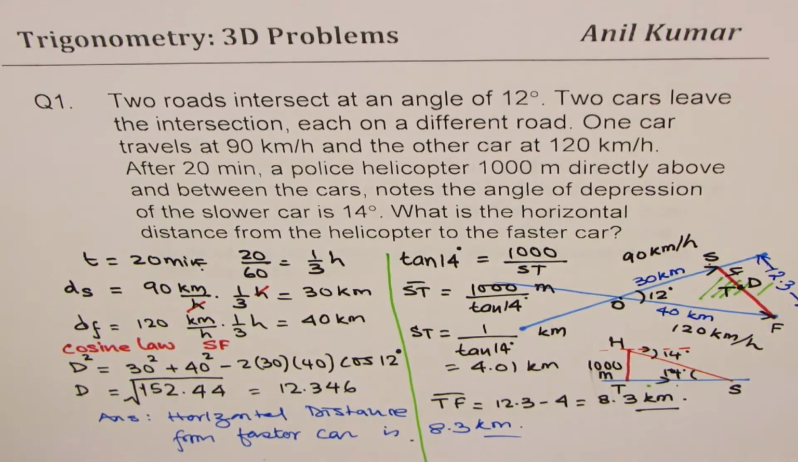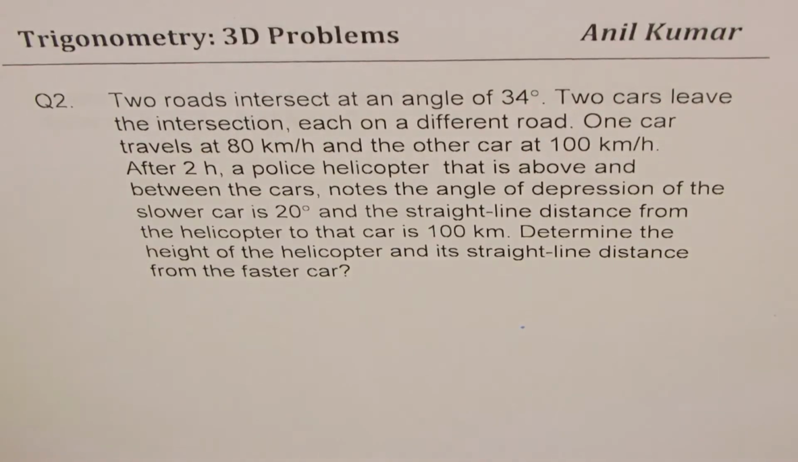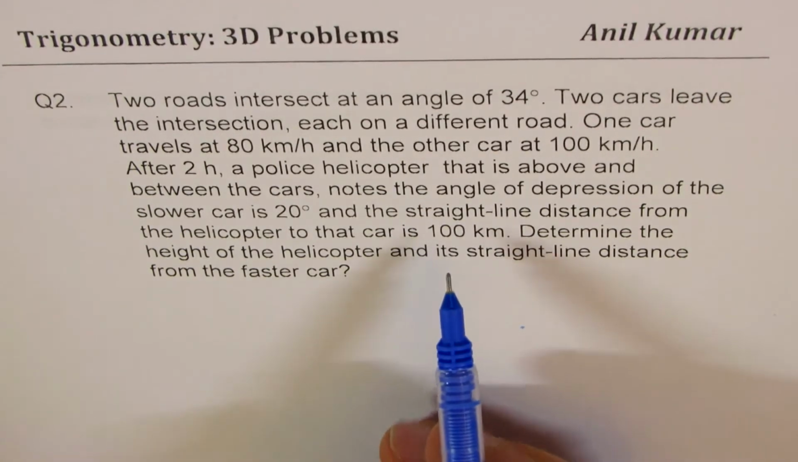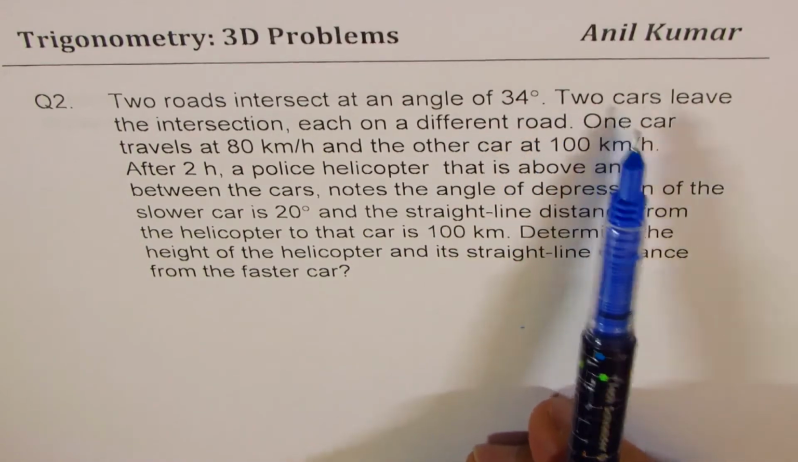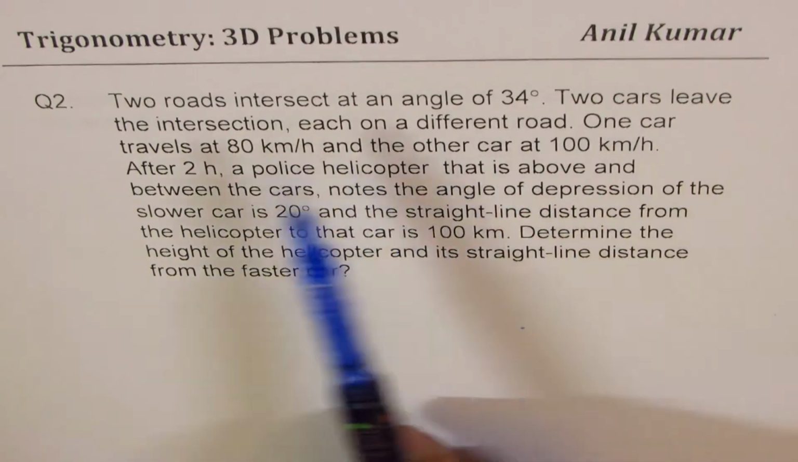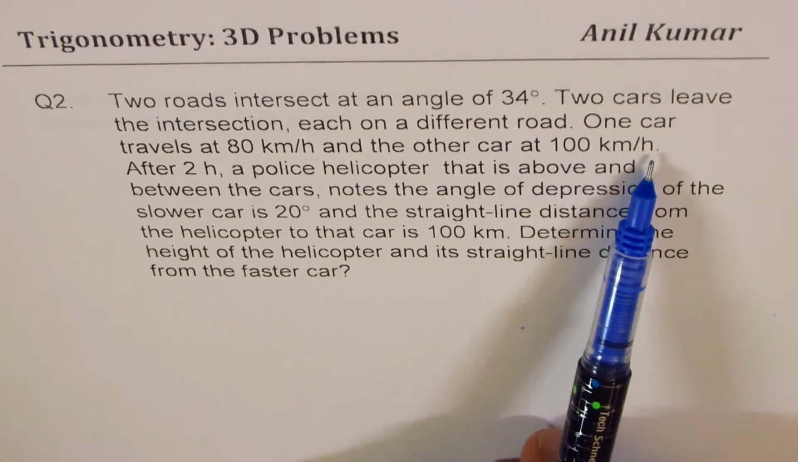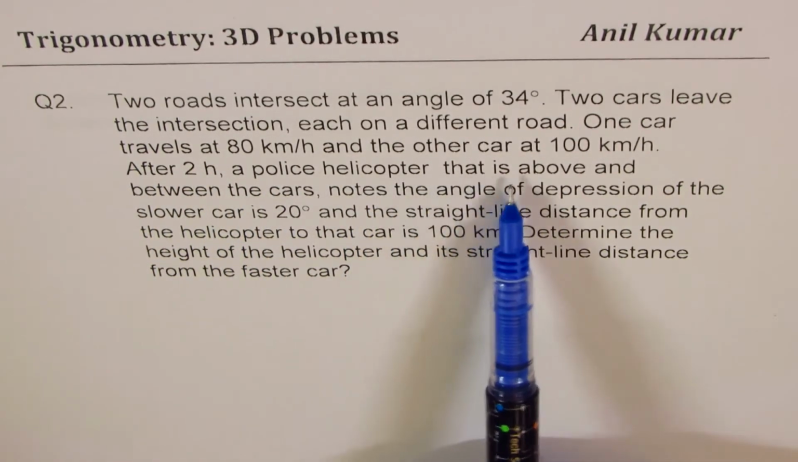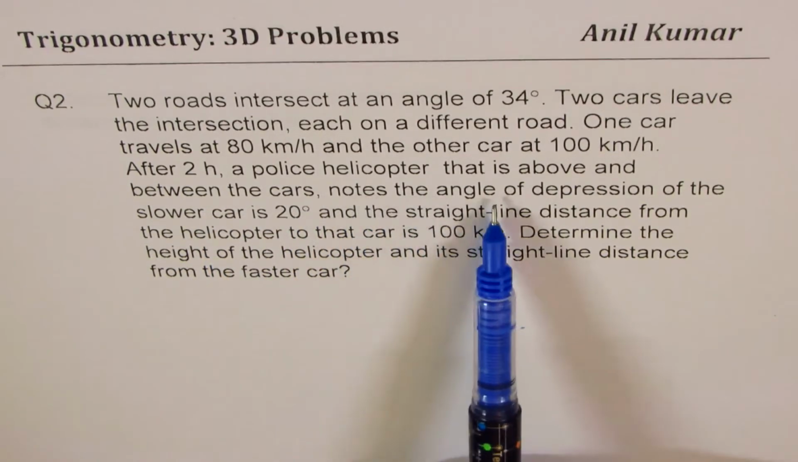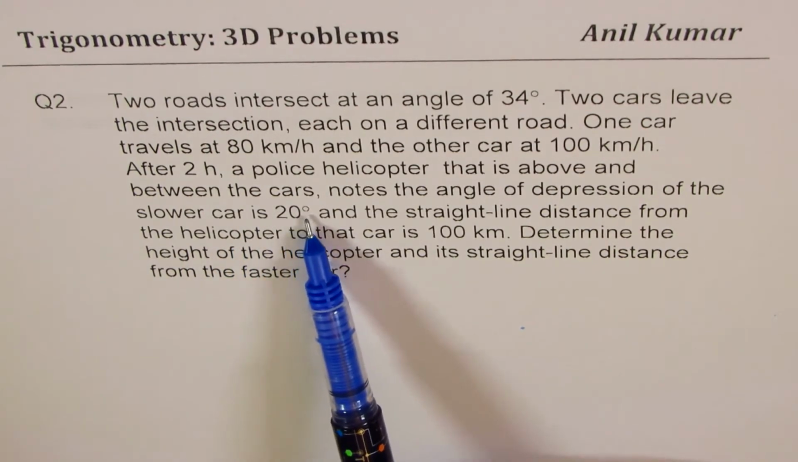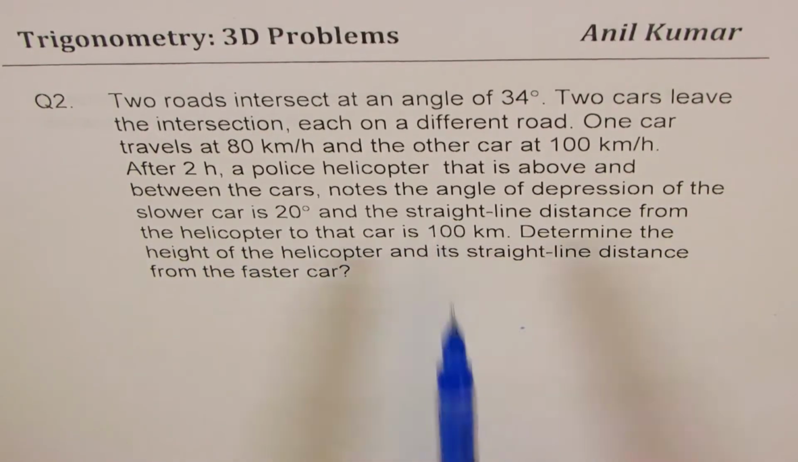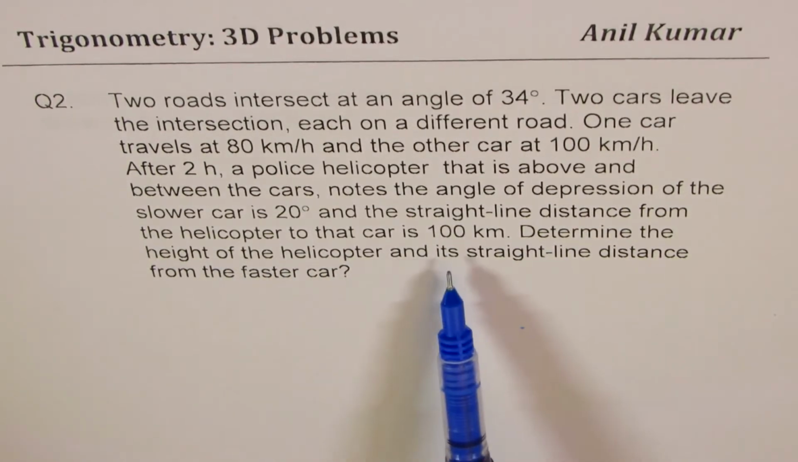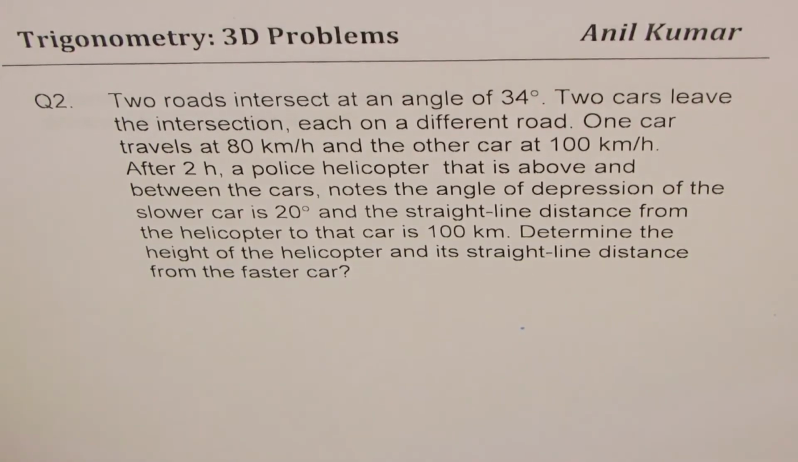Now here is a test question for you based on what we have done so far. Question number 2. Now this question has been there in the test paper, similar with slight variation. The question is, two roads intersect at an angle of 34 degrees. Two cars leave the intersection, each on a different road. One car travels at 80 kilometers per hour, the other car at 100 kilometers per hour. After 2 hours, a police helicopter that is above and between the cars notes the angle of depression of slower car is 20 degrees and the straight line distance from the helicopter to the car is 100 kilometers. Straight line distance, hypotenuse in this case. Determine the height of the helicopter and its straight line distance from the faster car. Right? So I'd like you to pause the video, answer this question, and then look into my suggestions.